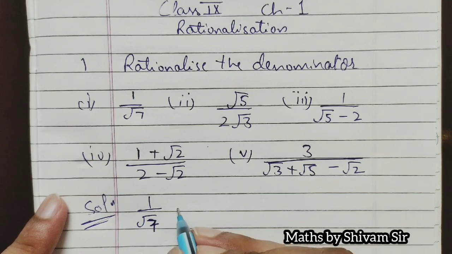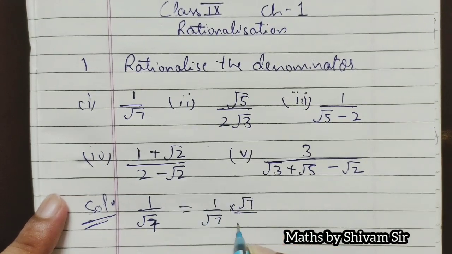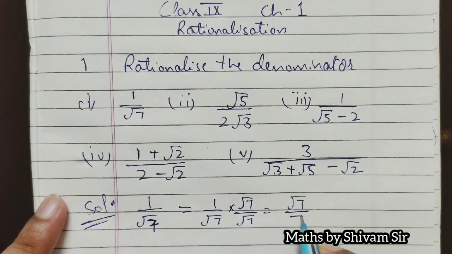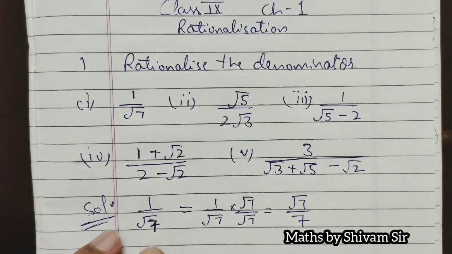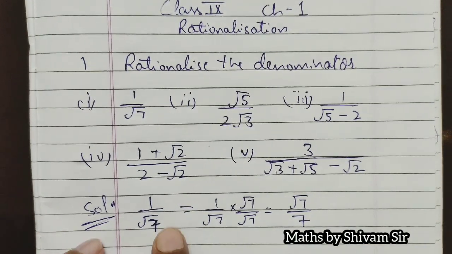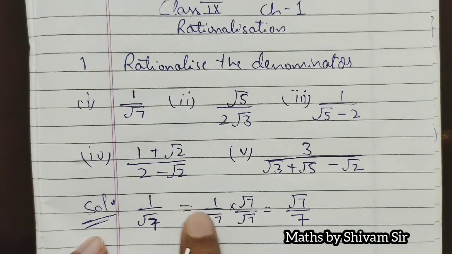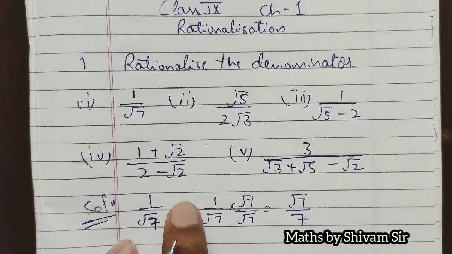the sides by root 7, right? So 1 upon root 7 multiplied by root 7 upon root 7. So this will be root 7 upon root 7 multiplied by root 7 is 7. So this is our answer. Whenever a monomial is there, simply multiply both the sides by the same number. Root 7, both the sides by root 7. If it is root 5, both the sides by root 5.